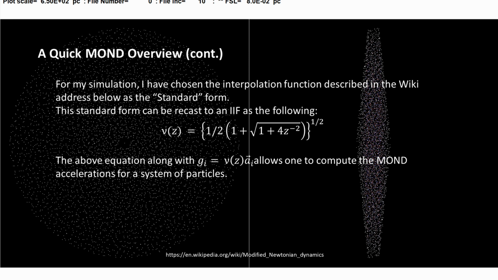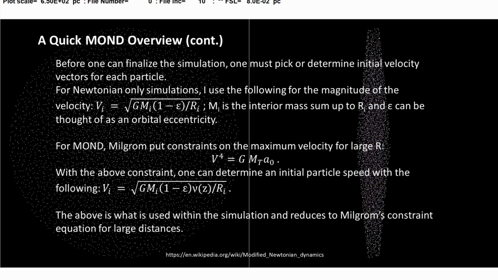For my simulation, I have chosen the interpolation function that's known as the standard form in the wiki address below. This standard form can be recast to an inverse interpolation function as the following. These two equations on the page allow one to compute MOND accelerations for a system of particles. Before a simulation is finalized, one must pick or determine the initial velocity vectors for each particle.